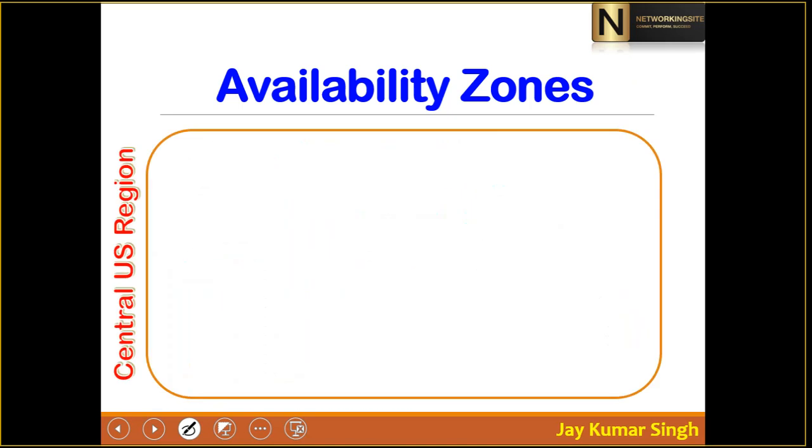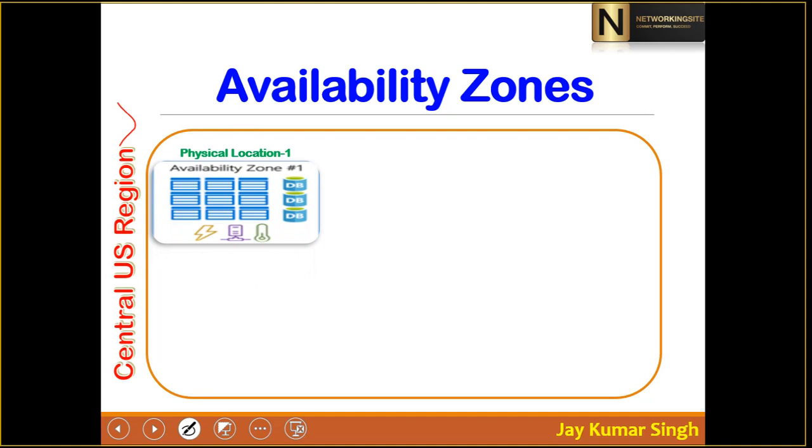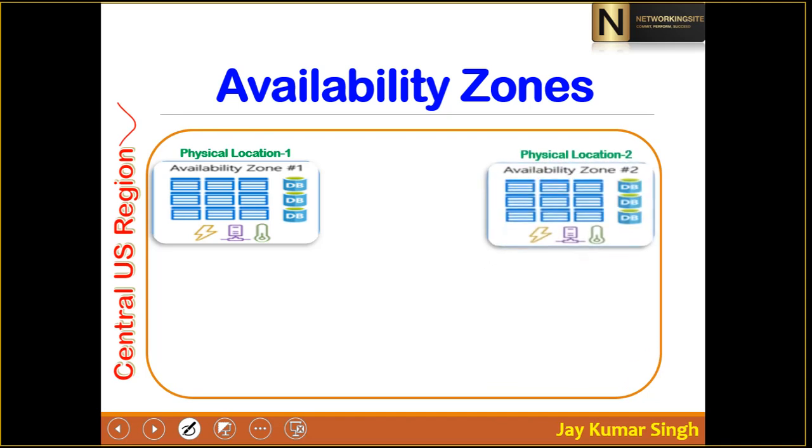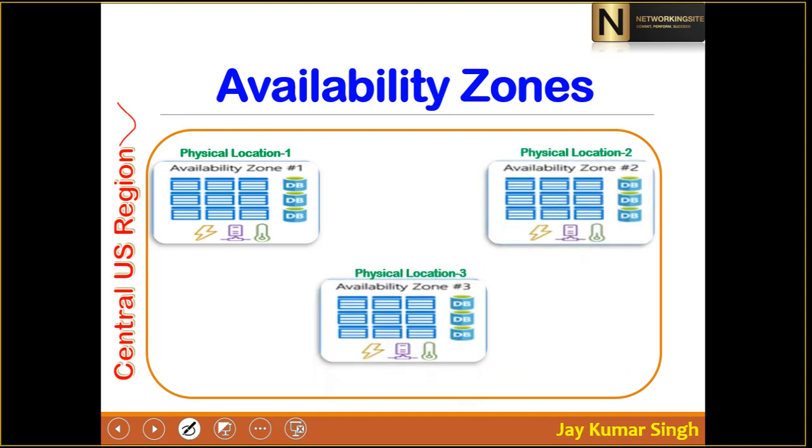Now see how availability zone works. Maybe you have one region, the central US region. That region will be divided into three availability zones: availability zone 1, availability zone 2, and availability zone 3. As you know, every availability zone has separate power connection, separate network connection and separate cooling. So if the power connection is down in one location, your other location, your other server, is still okay. These things work in availability zones.